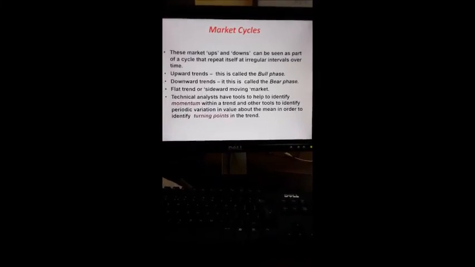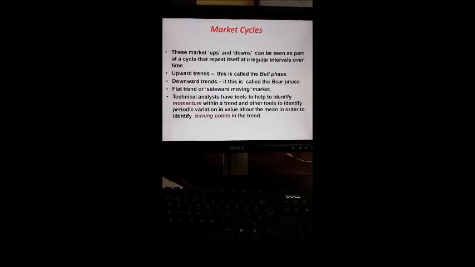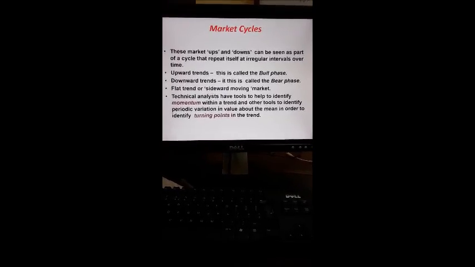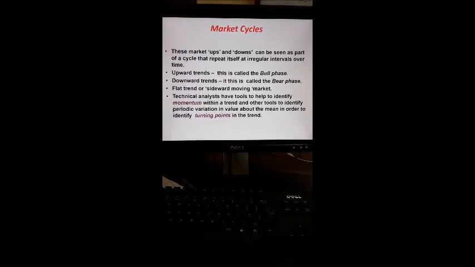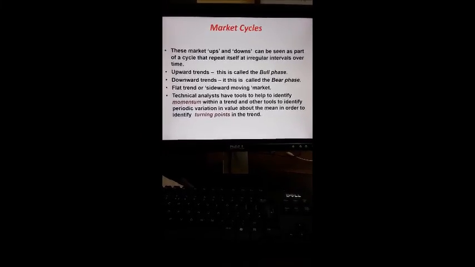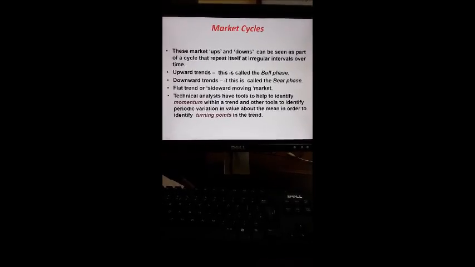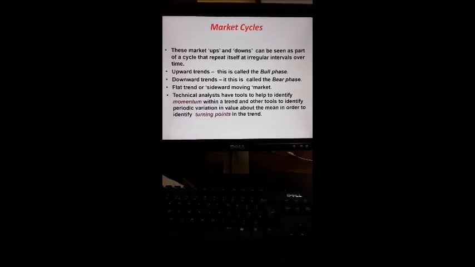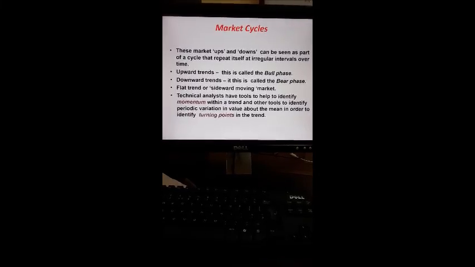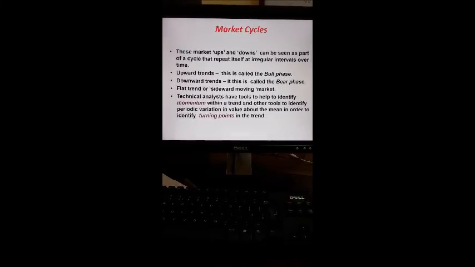Now after that, let us look at market cycles. Market cycles are ups and downs in the market. This can be seen as a cycle that repeats itself at irregular intervals over time. So a market cycle is an up and down movement in the market, and they normally tend to repeat at irregular intervals over time.